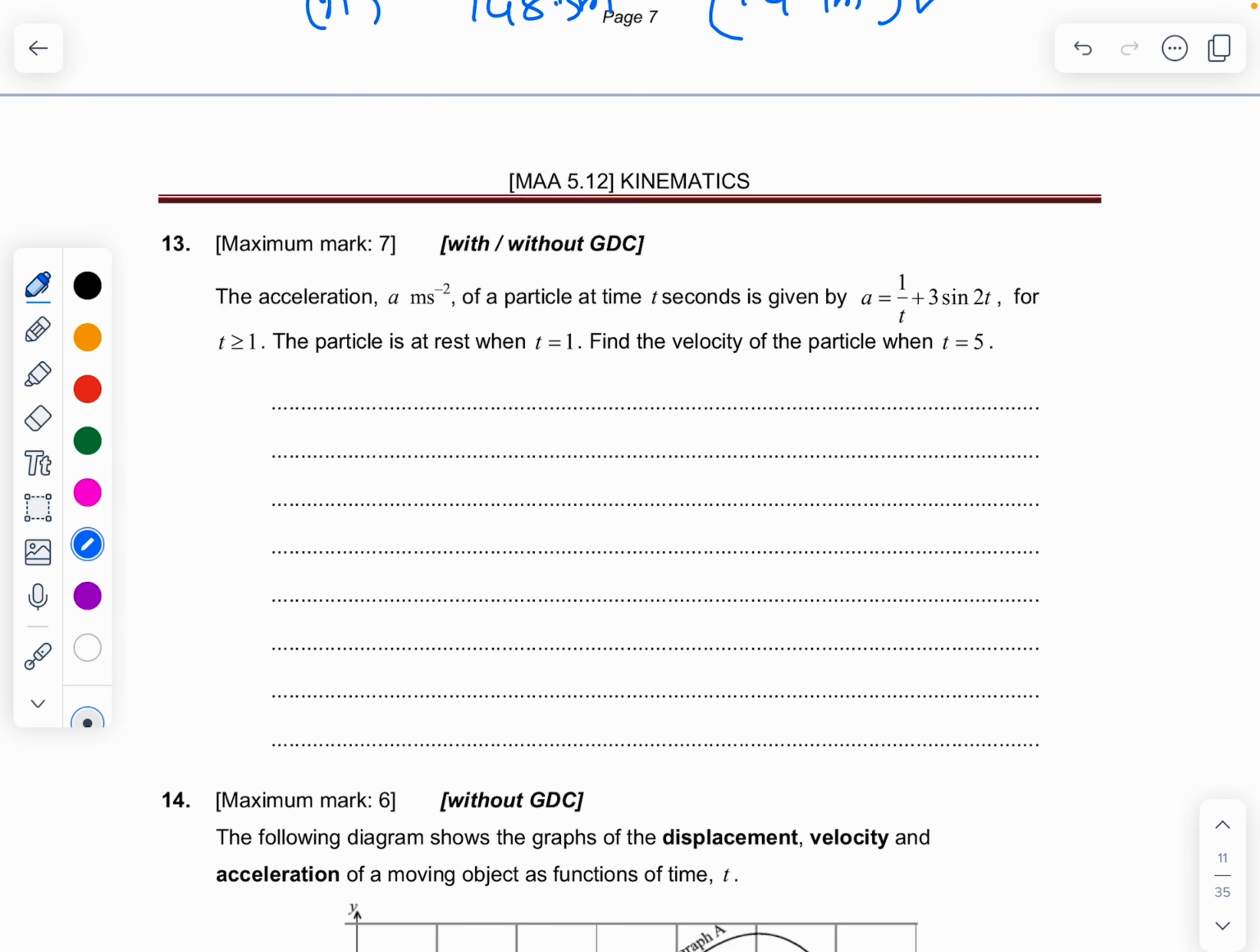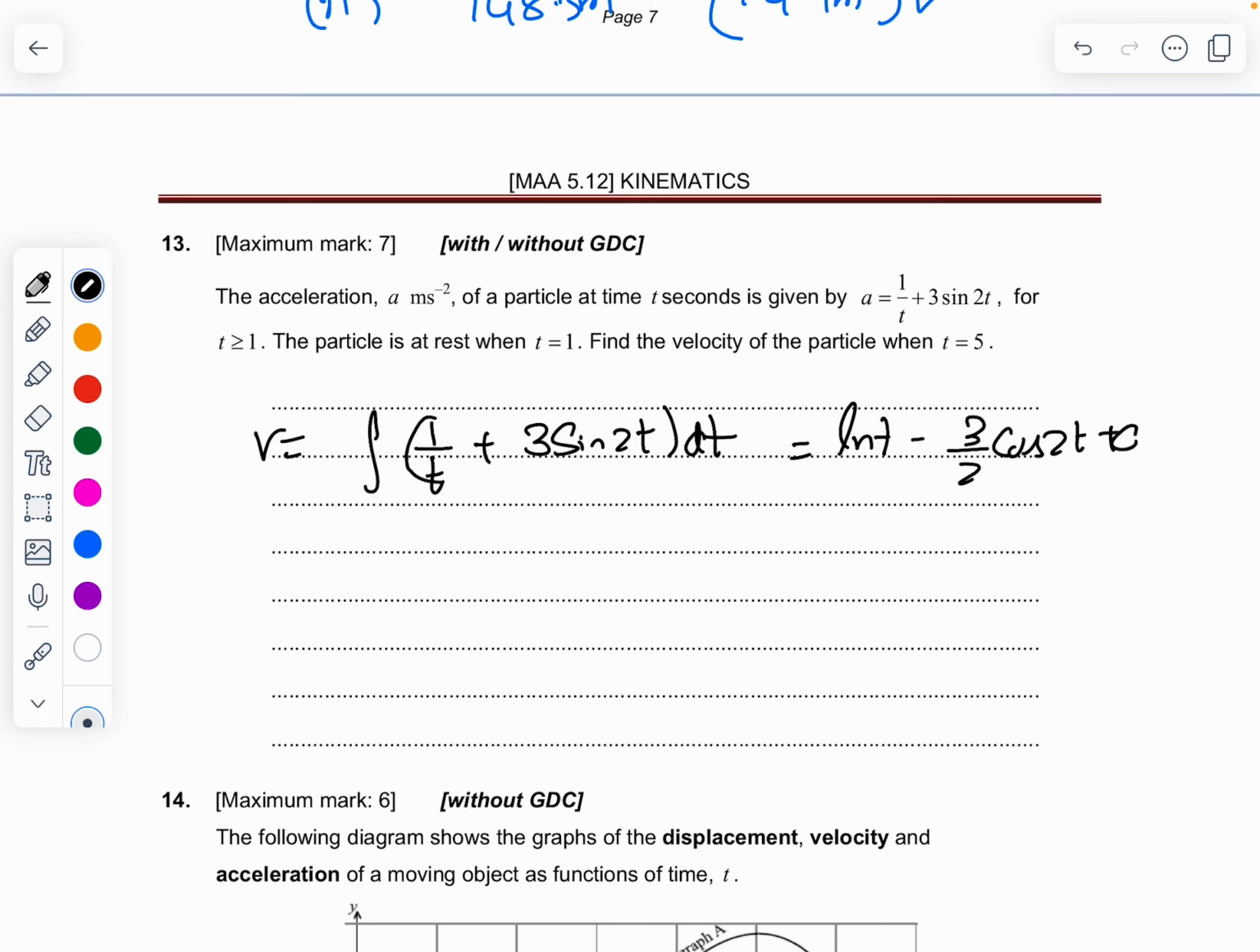Question number 13. The acceleration of a particle in t seconds is given by this much. The particle is at rest when t equals 1. Find the velocity of the particle when t equals 5. Velocity is the integral of this one, 1 upon t plus 3 sine 2t dt, which is ln t minus 3 upon 2 cos 2t plus c. Now substituting the point 1 comma 0.